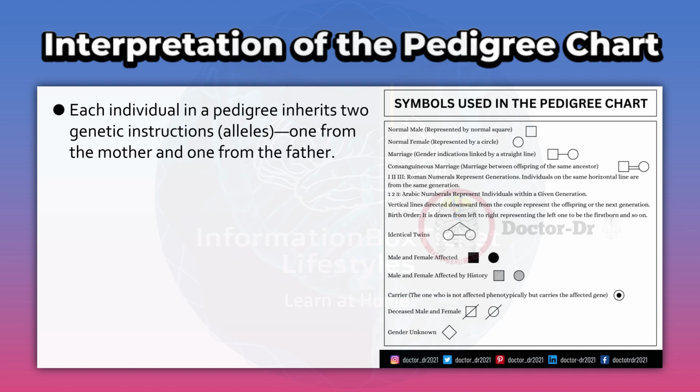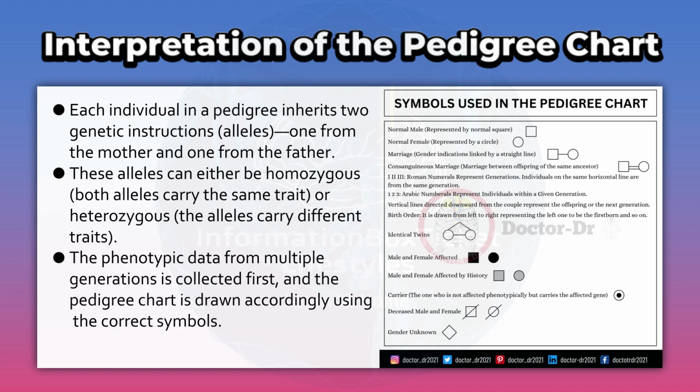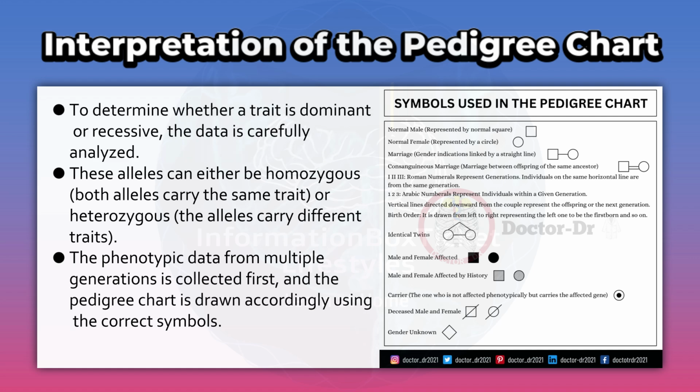Each individual in a pedigree inherits two genetic instructions, alleles, one from the mother and one from the father. These alleles can either be homozygous, both alleles carry the same trait, or heterozygous, the alleles carry different traits. The phenotypic data from multiple generations is collected first, and the pedigree chart is drawn accordingly using the correct symbols. To determine whether a trait is dominant or recessive, the data is carefully analyzed.